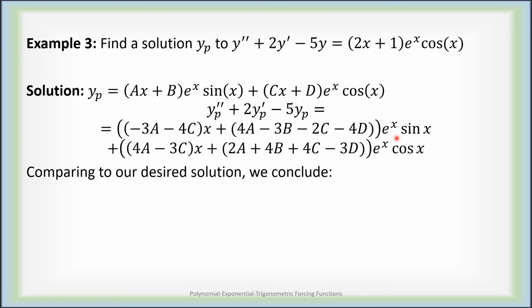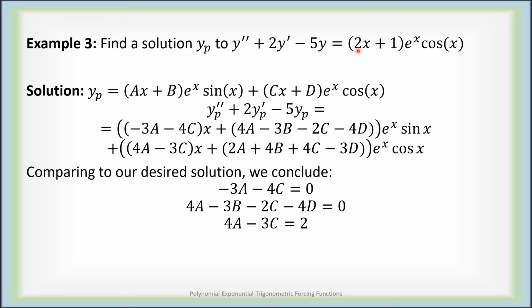First of all, in our sine x term, I should have all zeros because we didn't want to get any sines. So how many x's times sine x? None of them. How many constants times sine x? None of them. How many x's times cos x? 2 of them. So 4a minus 3c should equal 2. And how many constants times e to the x cos x? Exactly 1 of them. And once again, we have 4 equations in 4 unknowns.